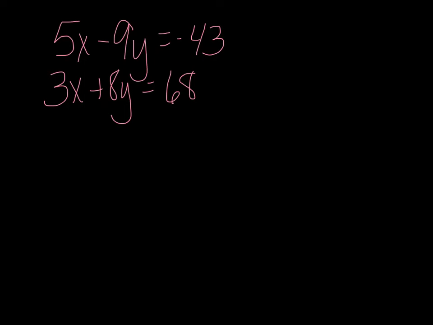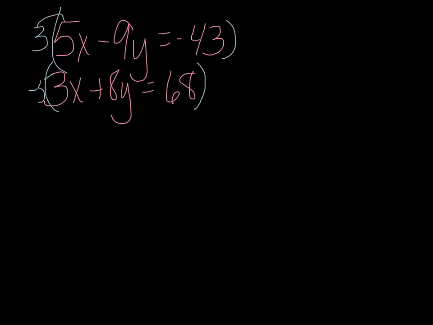So I'm going to want both of these to be 15 and negative 15. It doesn't matter which one's negative or which one's positive. To get this to be a positive 15, I'm going to multiply by 3. So I need to make sure I multiply everything by 3, and that'll make my x value 15. Now I want my second equation to be negative 15, so I'm going to have to multiply by negative 5. So let's go ahead and distribute.